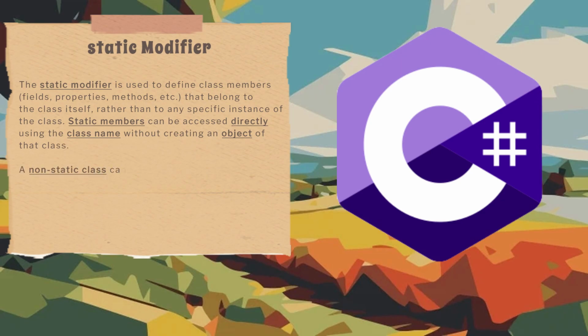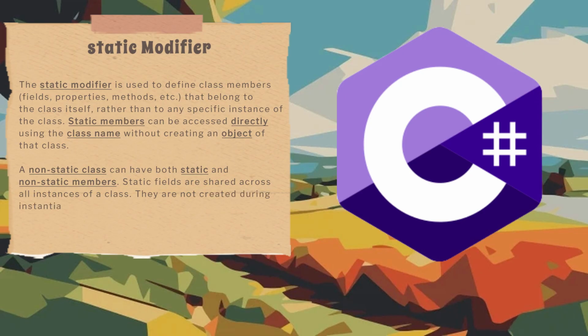A non-static class can have both static and non-static members. Static fields are shared across all instances of a class. They are not created during instantiation, meaning there is only one copy of the static field, no matter how many instances of the class are created.